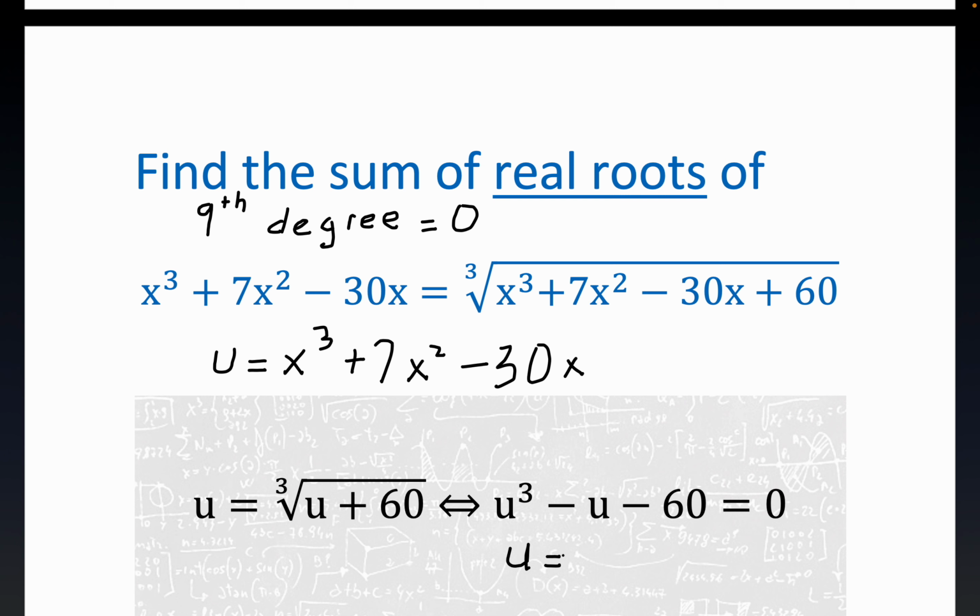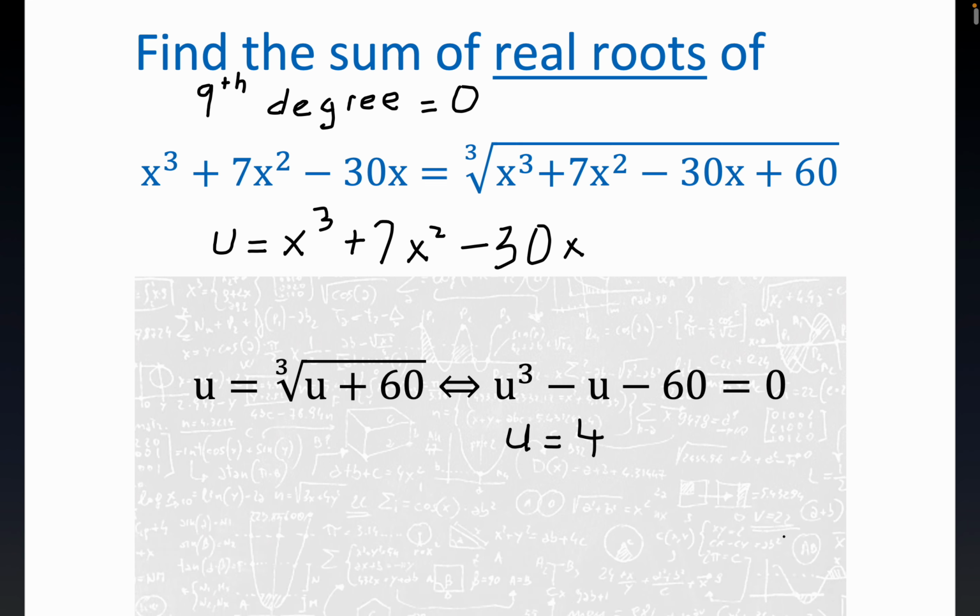Now, it turns out there are two complex solutions to this also, but that's not important because whatever they are, you would set it equal to this and you would get complex solutions. So we're not interested in that. We're interested in the sum of the real roots. So we'll only consider u equals 4. There are other solutions, but u equals 4 is by inspection. You get 64 minus 4 is 60, minus 60 is 0.